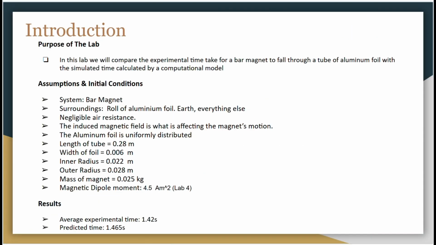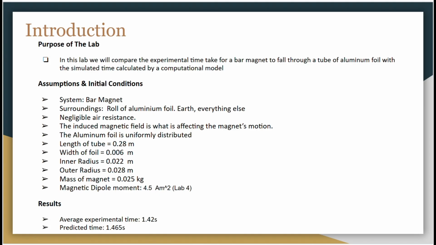Okay, guys, the purpose of this lab is to compare the experimental time it takes for a bar magnet to fall through a tube of aluminum foil with a simulated time calculated by a computational model. Some assumptions we got. The system is the bar magnet. The surroundings are the roll of aluminum foil, the earth, and everything else. We got negligible air resistance in the computational model. The induced magnetic field is what is affecting the magnet's motion. The aluminum foil is uniformly distributed.